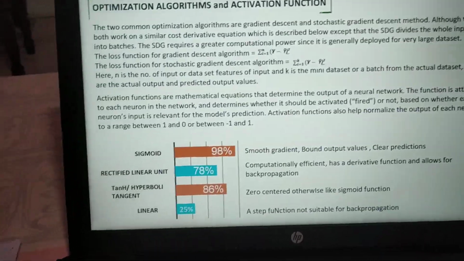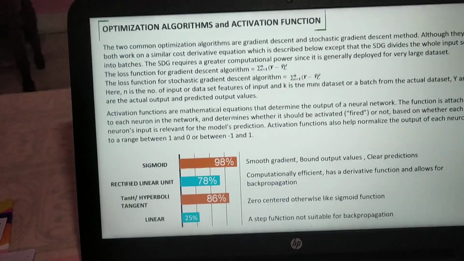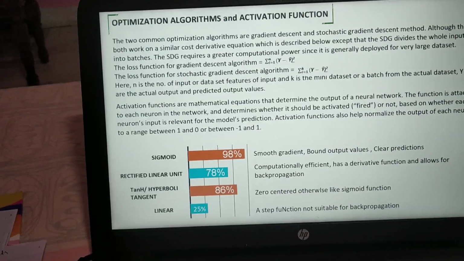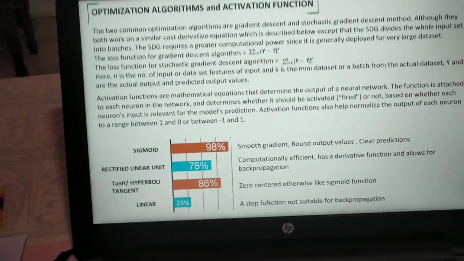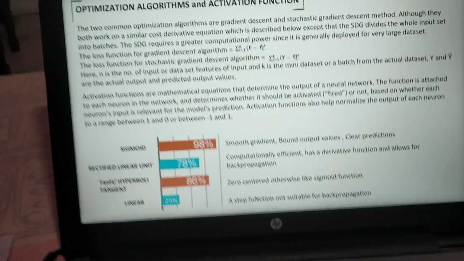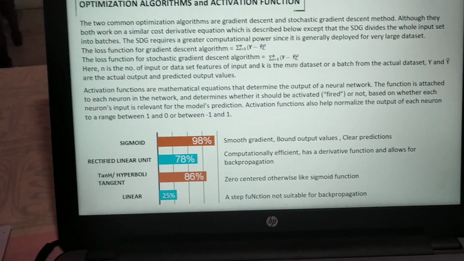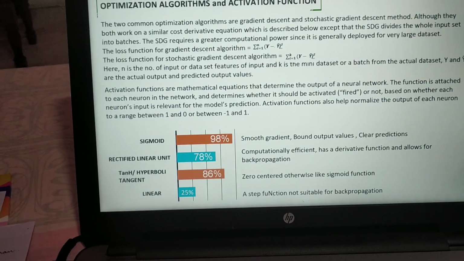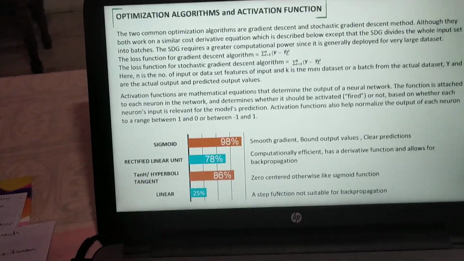Now, what actually are activation functions? As discussed earlier, these activation functions are basically mathematical equations which will trigger or activate the output values for certain input values. These activation functions help us to normalize the output of each neuron. They might range between 0 to 1 or between -1 to 1 depending upon the mathematical equation that we'll be using. They are classified into four types. One, sigmoid. Second is the ReLU, rectified linear unit. Third is the hyperbolic tangent or tanh function, and fourth is the linear activation function.